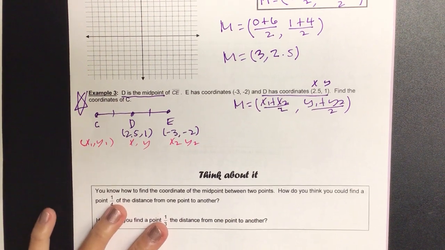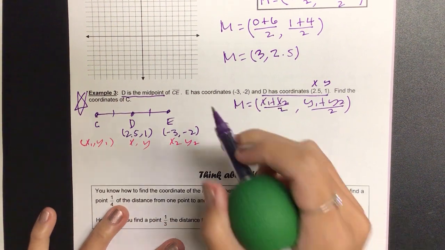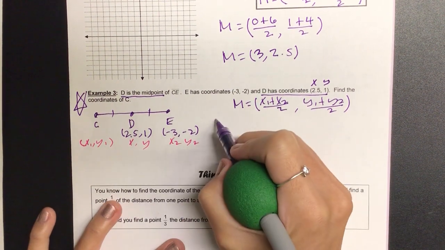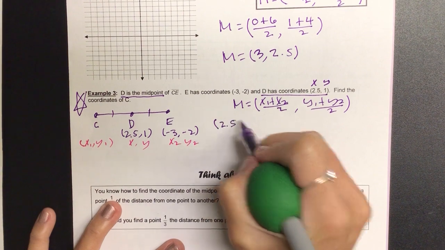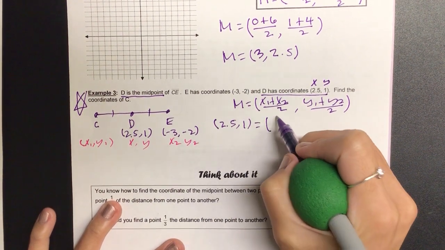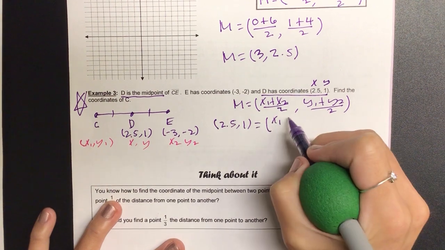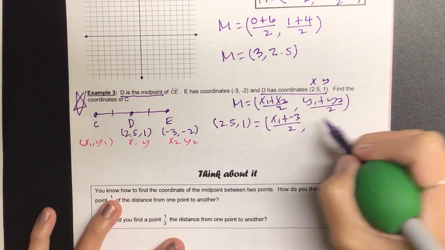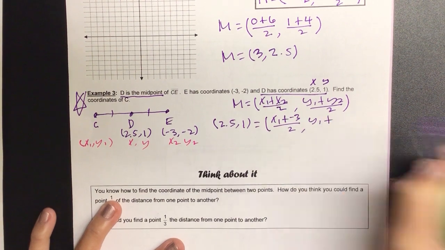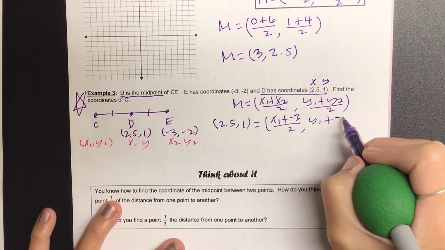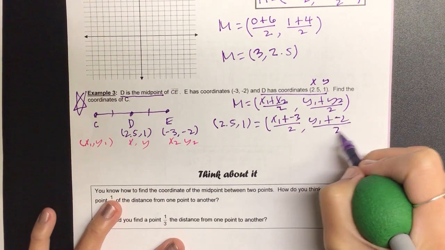All right. Do I know anything about x1? No, but do I know the midpoint? Yes. So I'm going to put that in parentheses. My midpoint is 2.5, comma 1. I know nothing about the x1, so leave it as it is. What about x2? -3. -3 divided by 2. y1, I know nothing about it. What is y2? -2. All divided by 2.